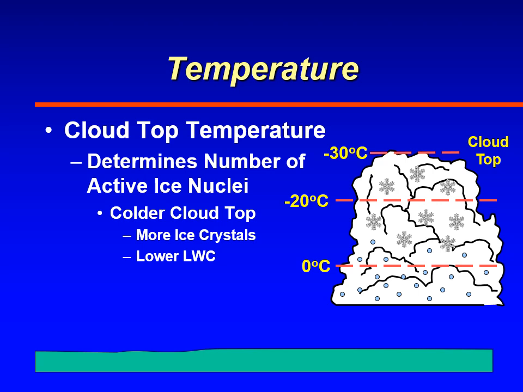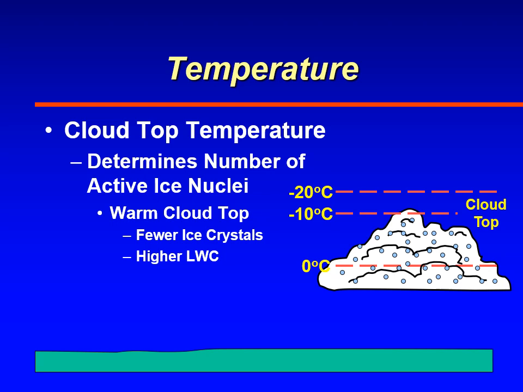Another thing to be mindful of is cloud top temperatures. With cold cloud top temperatures, we're saying a cloud that extends up through -20, maybe even -30, then you are going to have many more active ice nuclei, which are turning supercooled liquid water droplets into ice crystals. As a result, that decreases the liquid water content in cloud, which means that you will have less structural icing when flying through these clouds.